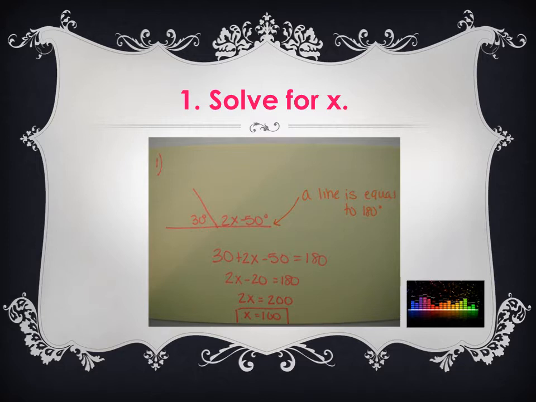Add 20 to both sides and you're left with 2x equals 200. Divide 2 on both sides and you're left with x equals 100.